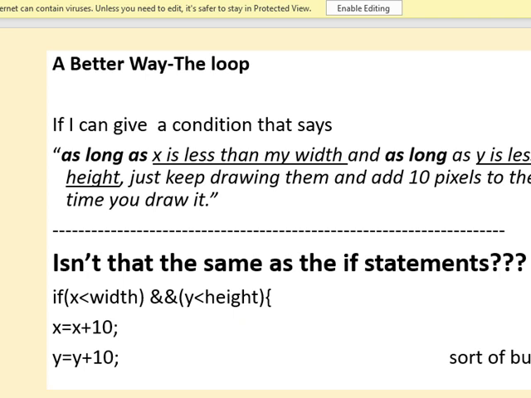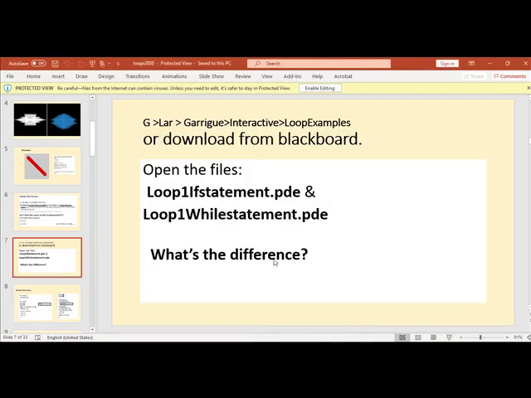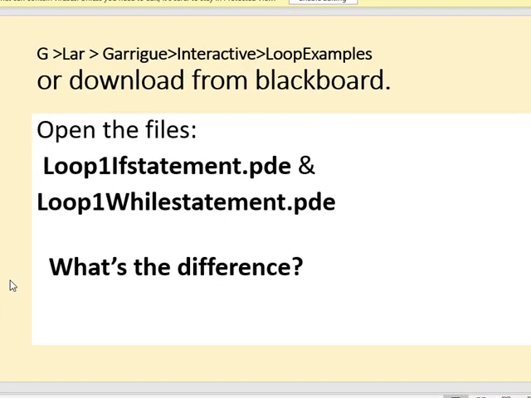So if you look on Blackboard, you can download these two Processing sketches. One's called loop one if statement and the other one is loop one while statement. Run them both and then what's the difference?